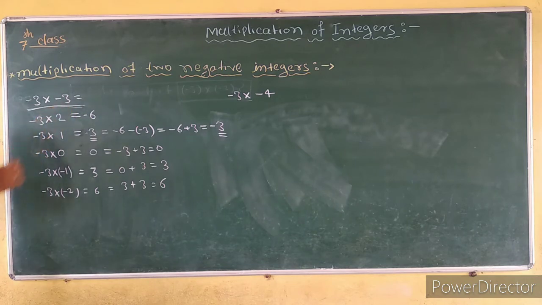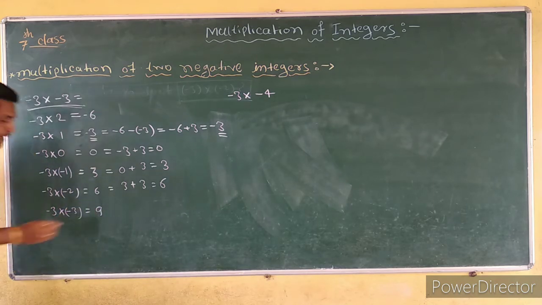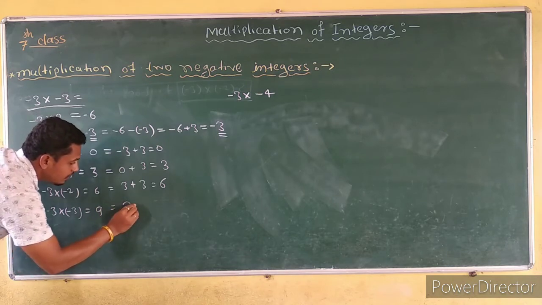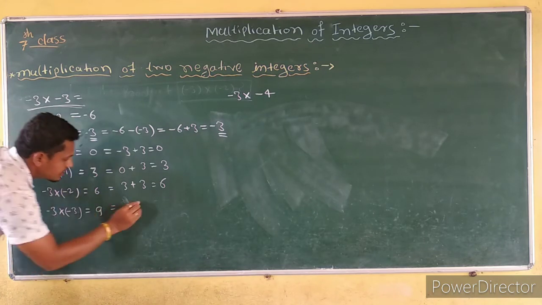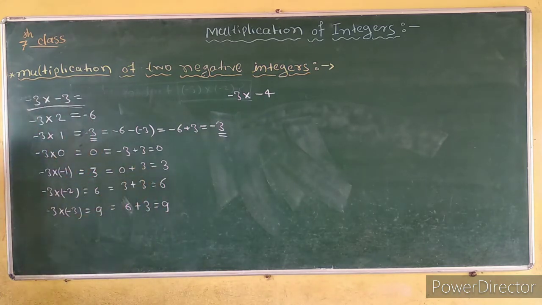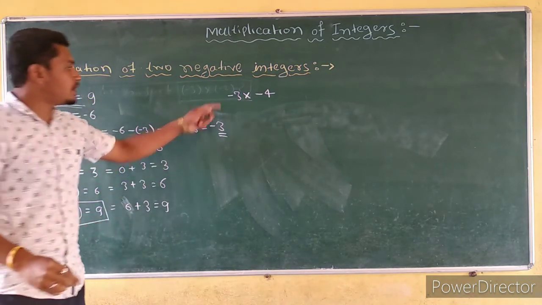Now we have to find the product of minus 3 into minus 3. Okay, see here. The next step is same. Minus 3 into, after minus 2, minus 3 is equal to 3 threes are 9. Is it right? Is equal to 6 plus 3, 9. Is it right? So the product of minus 3 into minus 3 is equal to 9. Is it right? 9.